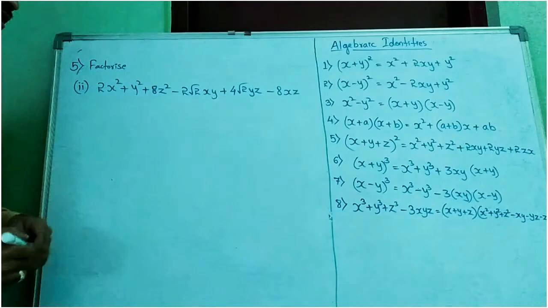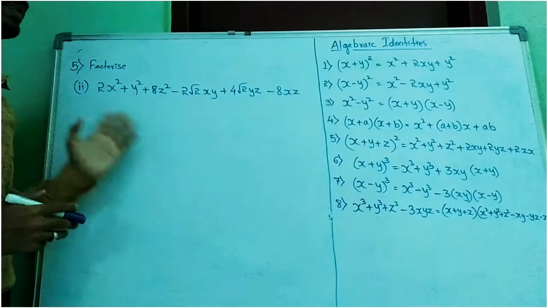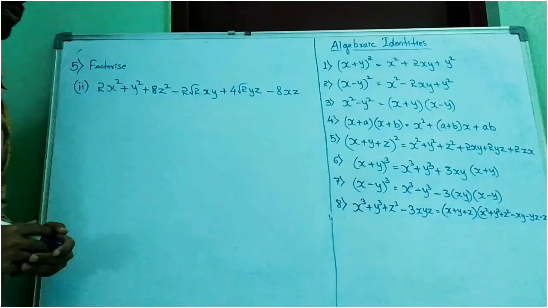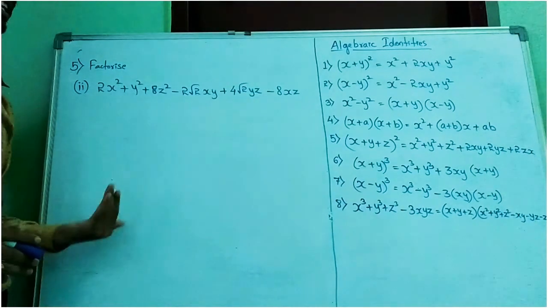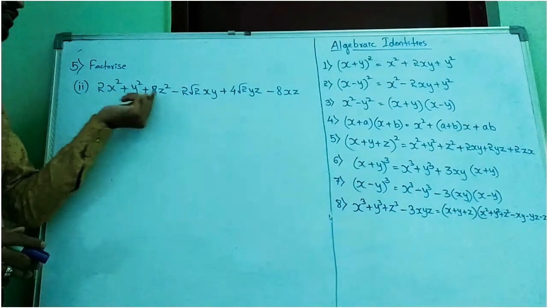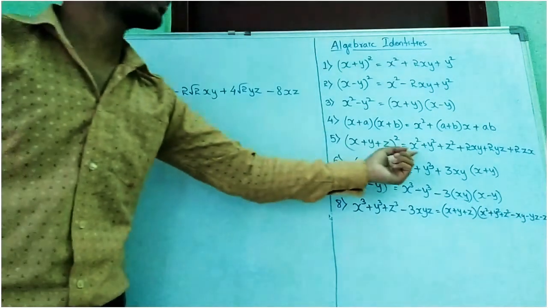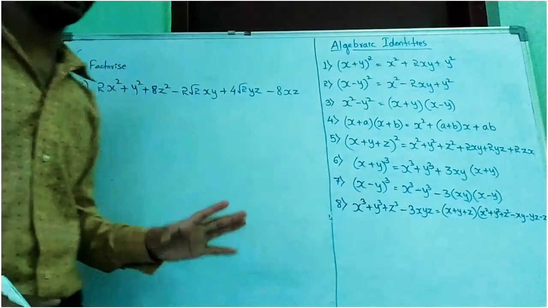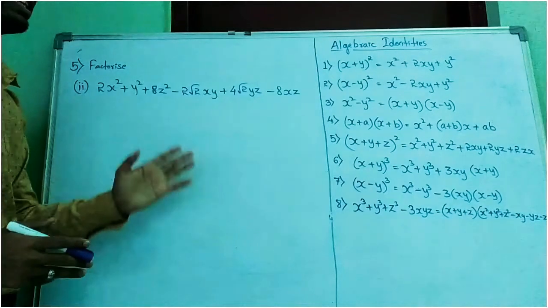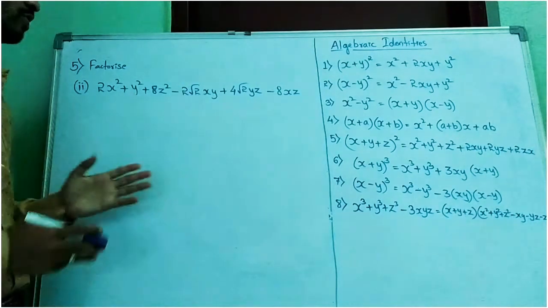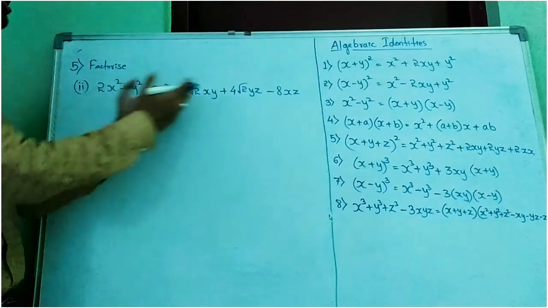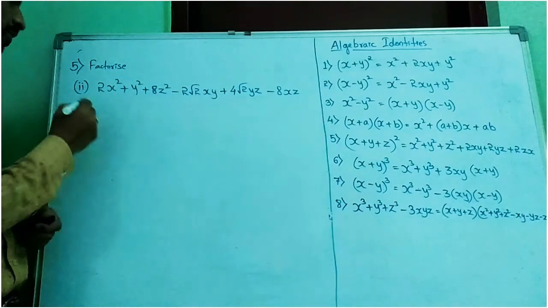Now in the fifth question they gave the expanded form of an identity. We have to find that identity back. See here, x square, y square, z square, where are we getting x square, y square, z square? In the fifth identity. So now what we need is the x value, y value, z value. So how to get this? First we have to split the given term.